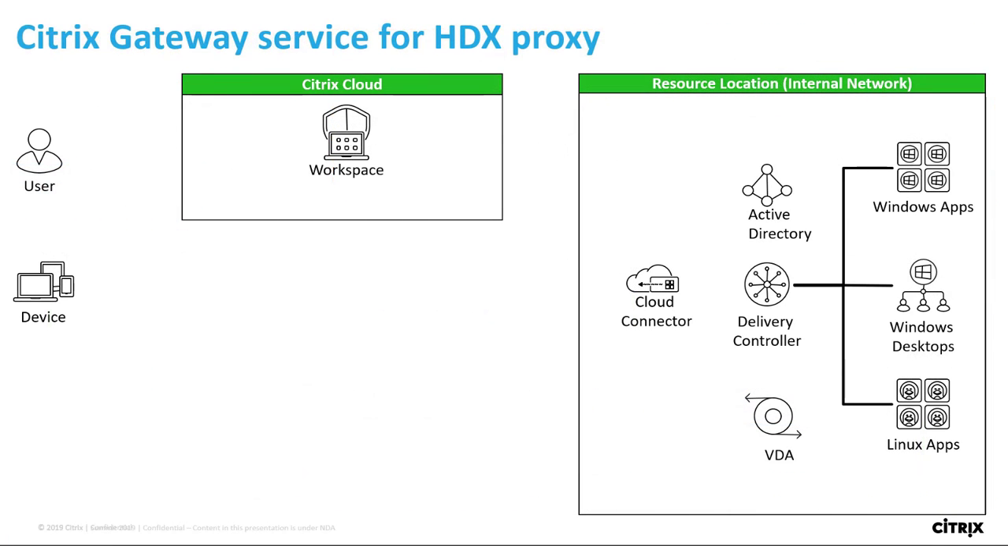Now let's talk about the specific use case where Citrix Gateway service provides HDX proxy for those virtual apps and desktops. So the user's device is going to install Workspace app on their device, and they'll connect to their workspace. The workspace will establish that connection with Cloud Connector that we talked about. It'll do authentication to Active Directory and also enumerate the apps available through communication with the delivery controller.